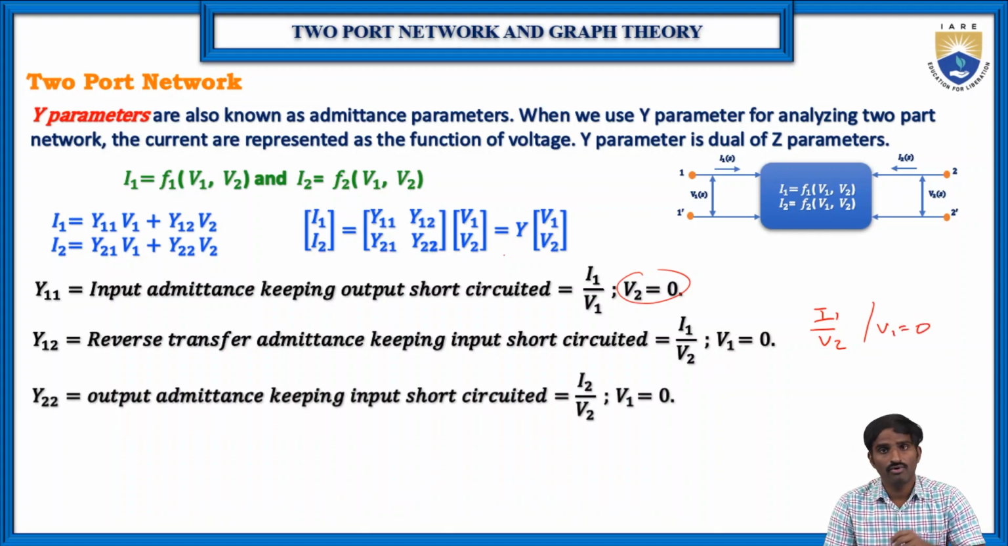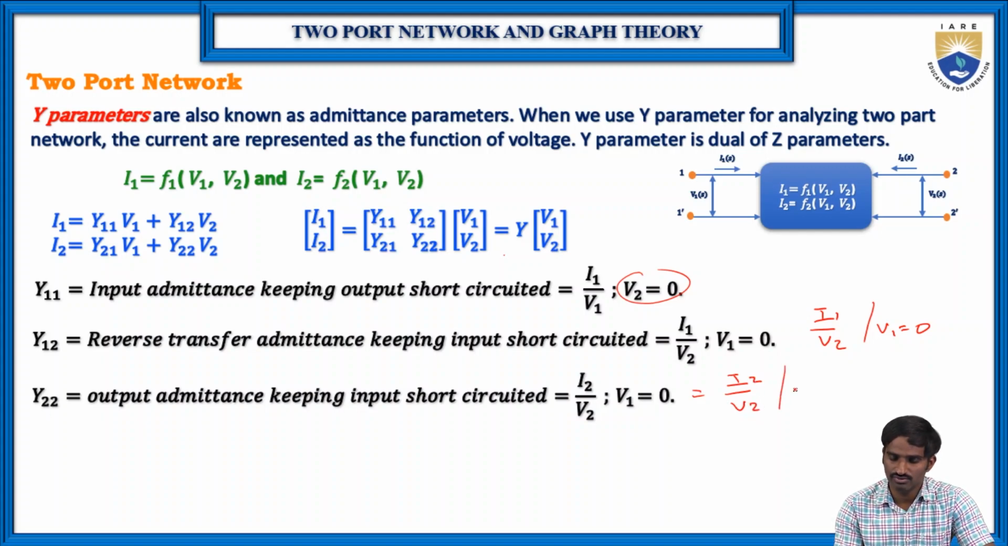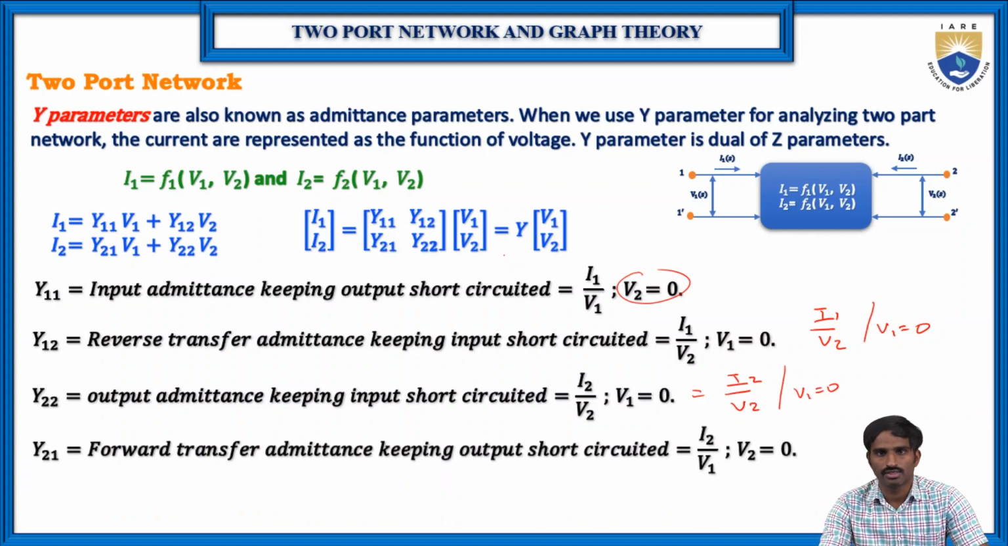Then Y22. Here Y22 is the output admittance keeping the input short circuited. Again, Y is I by V, so Y22 is I2 by V2. V2 is already there, so we make V1 equal to 0. This is the output admittance by keeping the input short circuited. Then the next case is Y21. Here Y21 is the forward transfer admittance by keeping the output short circuited.